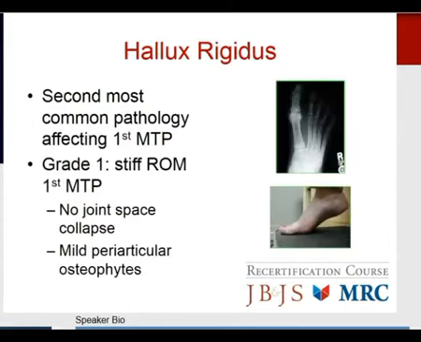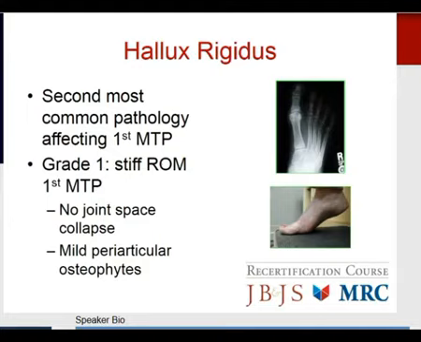Speaking of arthritis, we have hallux rigidus in the forefoot as well. It is the second most common condition in the first metatarsal phalangeal joint and basically translates to stiffness of the great toe. We have different grades of this, which helps us to decide what surgery works best for this patient.